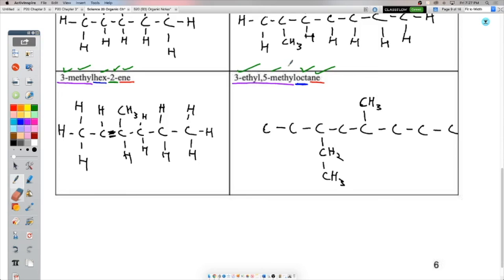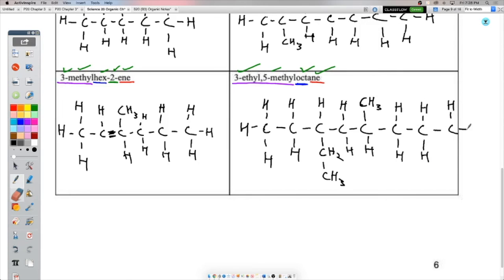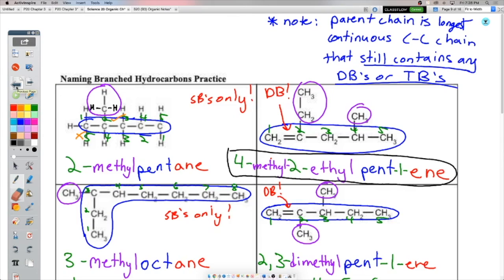So we've dealt with everything interesting. That means what's left? Fill in the hydrogens until every carbon's happy. Okay, so each carbon gets filled in up to 4 bonds. Okay, and so that wraps up topic 2, naming and drawing branched hydrocarbons.